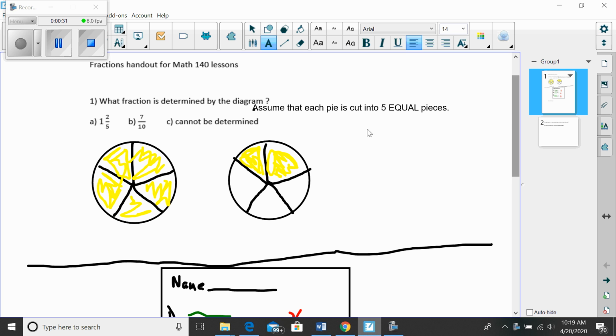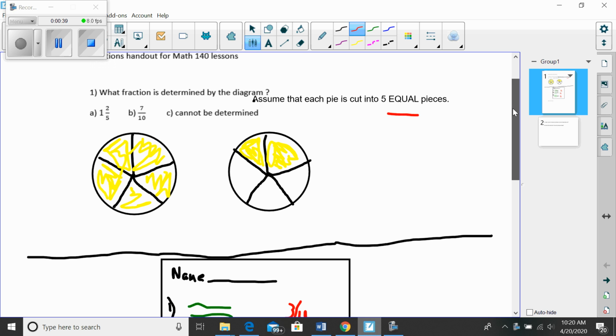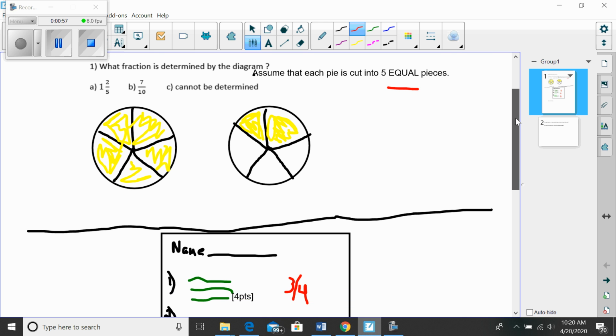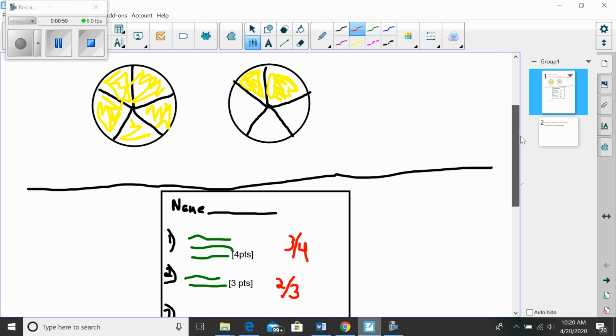First of all, my drawing's not perfect, so assume I broke them into equal pieces. But what do you see when you look at this diagram? Do you see 1 2/5, or do you see 7/10? Or would we say we can't determine what is shown? Think about that for a minute. We're going to come back to number 1 and answer that question, and the question below we'll actually answer a little bit later on.